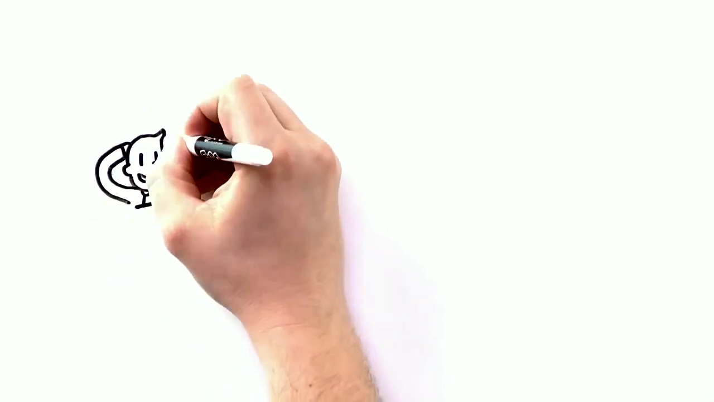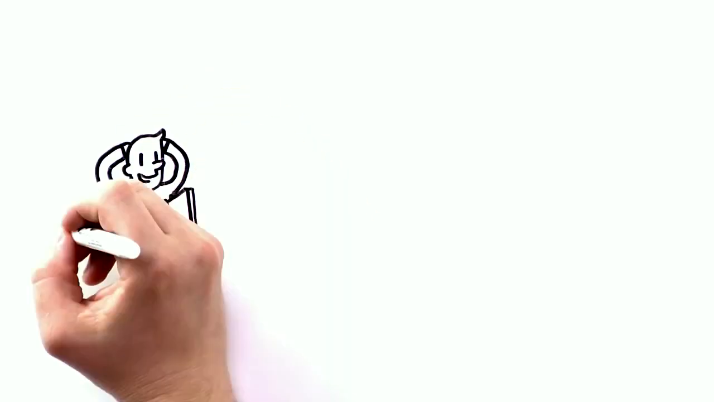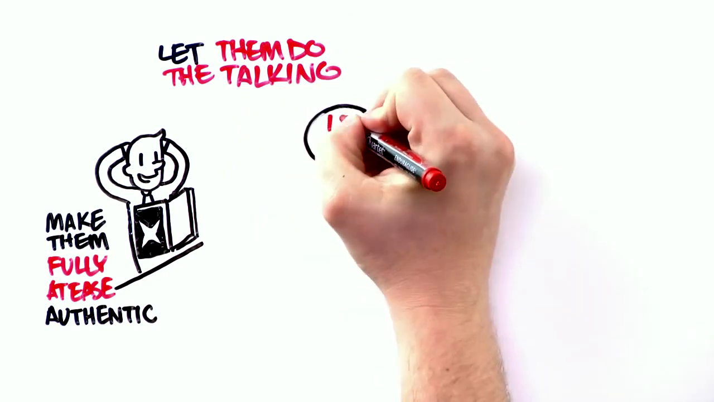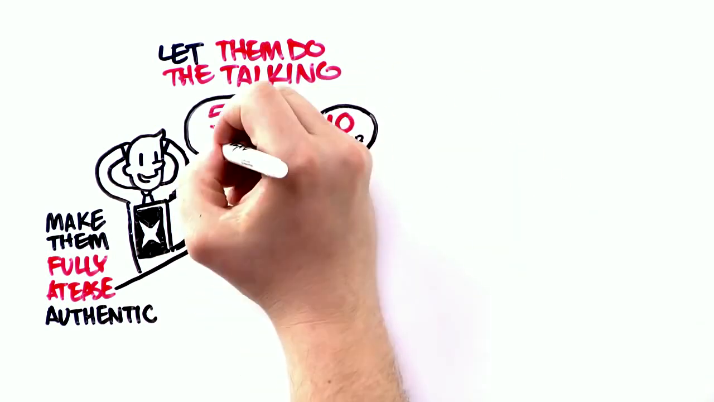1. Create a situation in which your candidate is fully at ease and feels he can talk, so he can be authentic and totally himself. 2. Let your candidate do the talking. Make sure you talk no more than 10 minutes for every hour of interviewing.